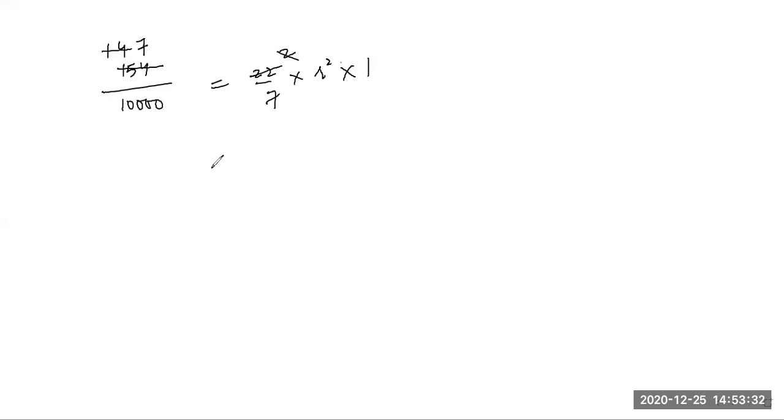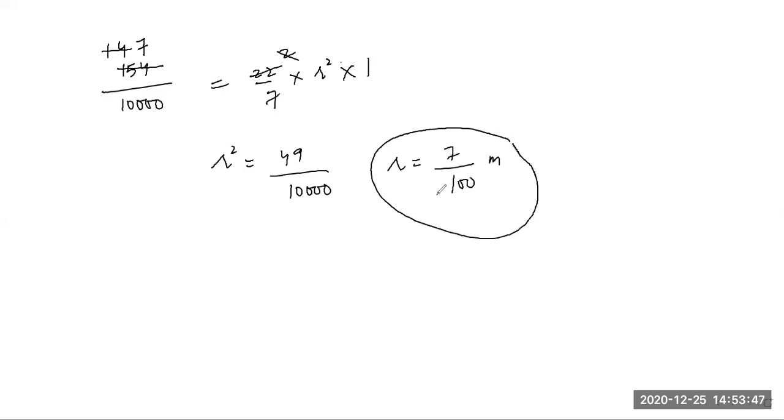No, it's not correct. r square is equal to 49 by 10,000. So r would be equal to 7 by 100. Yeah, okay, that's good. r is equal to 7 by 100 meter. All right, so this is the radius.